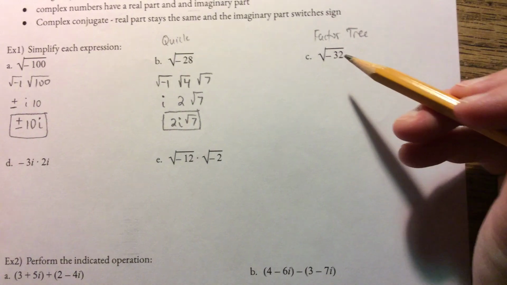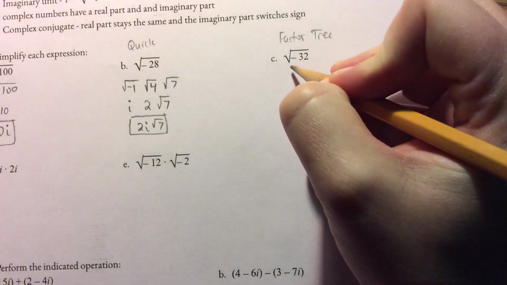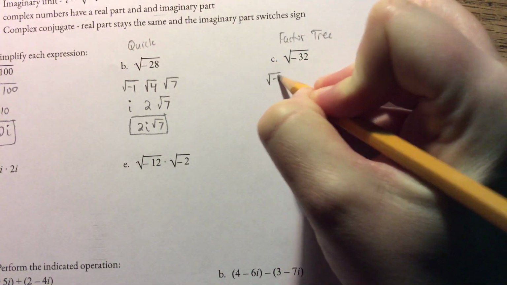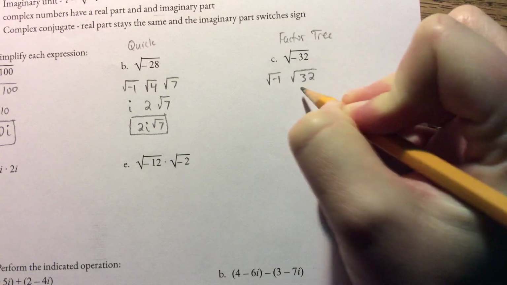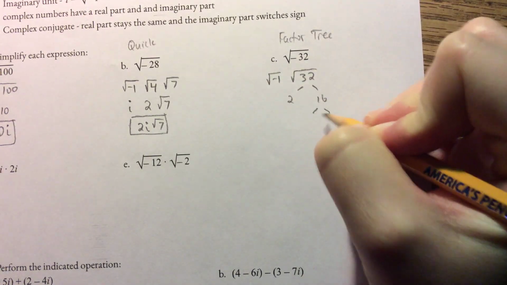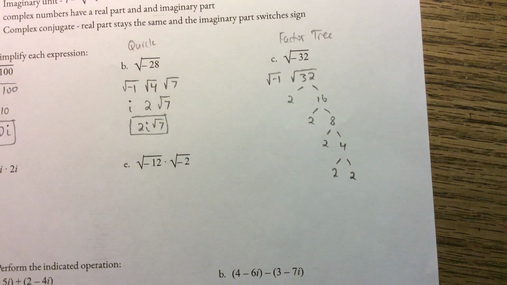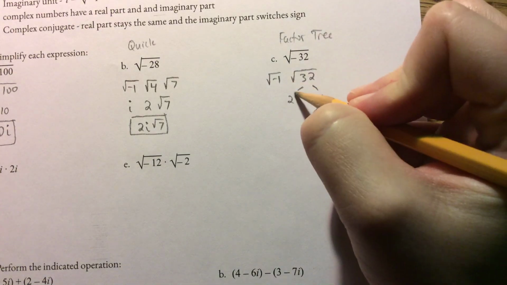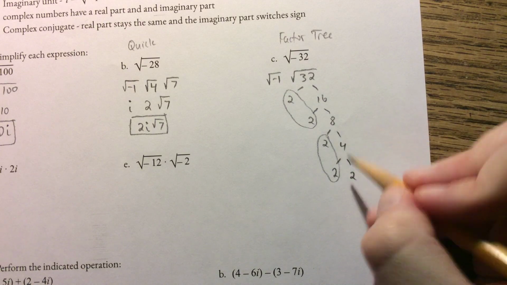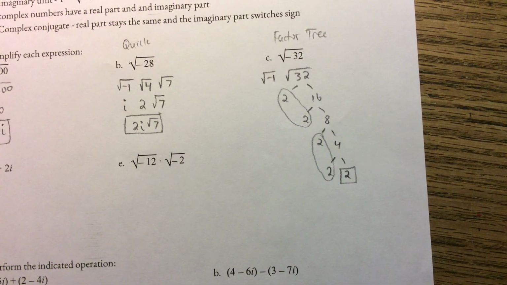Okay, now I'll show you the factor tree method. You could do either one. If I break this down, first of all, I'm going to take out that -1. Now if I break up 32, I could say that's 2 and 16, 2 and 8. Now I'm taking my pairs of 2's. I have 2 pairs of 2's on the outside and the one 2 that was left over.